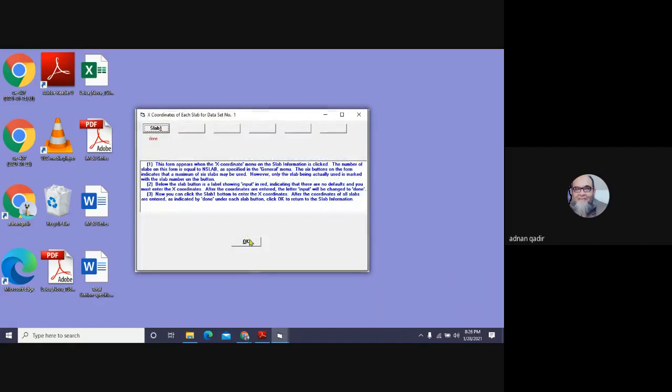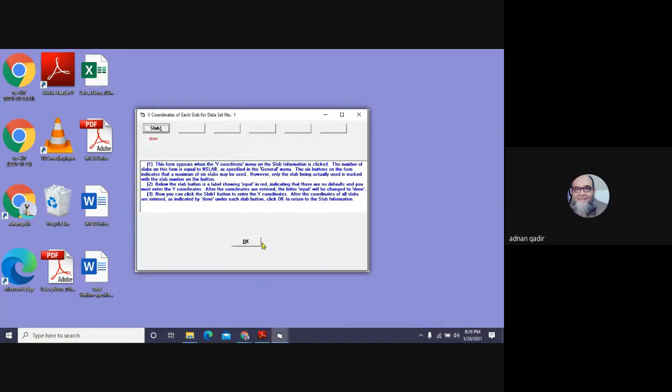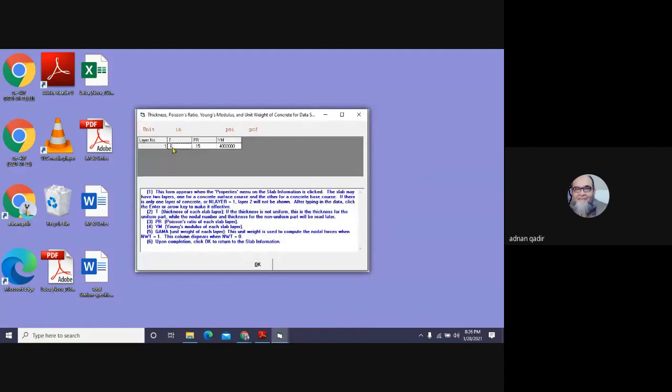Next, this is done now. Okay. Then there is a y coordinate. Similarly, for y coordinates, you can go either 12-inch interval or whatever you feel. Then there are properties. There is a thickness of the slab, that is 8 inches.